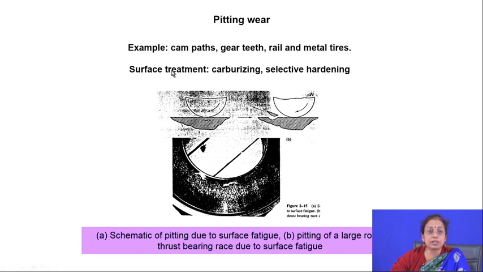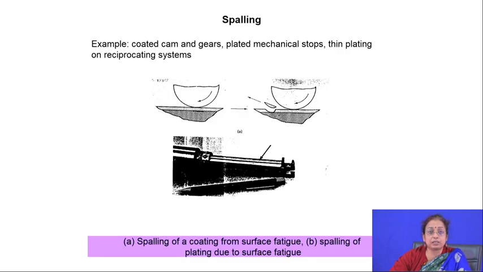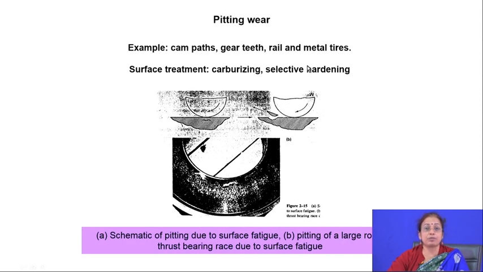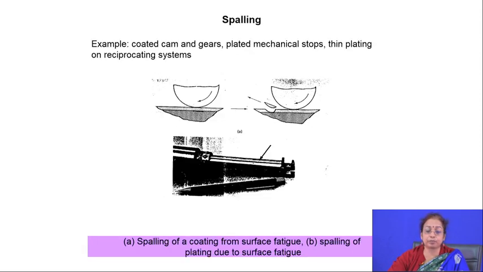Typical surface treatments are carburizing and selective hardening. If you are interested in combating fatigue wear, any kind of fatigue wear, you have to be careful about toughness as well, in addition to hardness. So, carburizing operation, then typical hardening, and then you have to go for a tempering operation. Selective hardening, and then, if necessary, tempering operation. These are the treatments you have to follow in order to improve the service life of the component under the action of pitting wear.